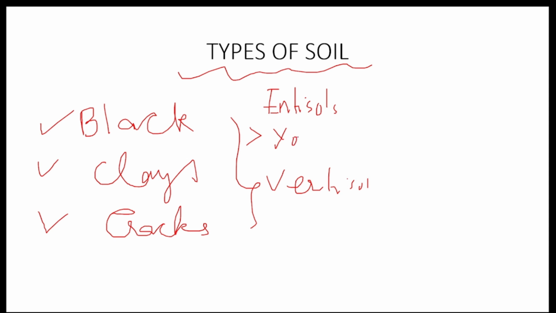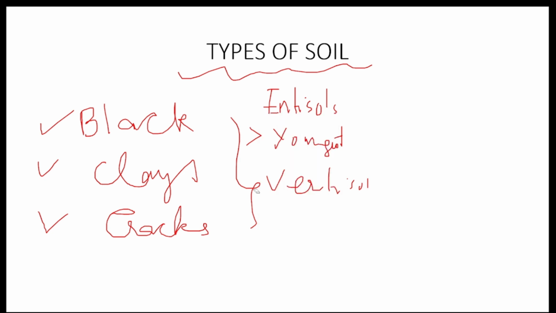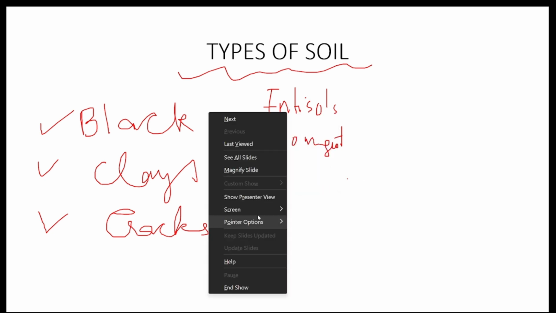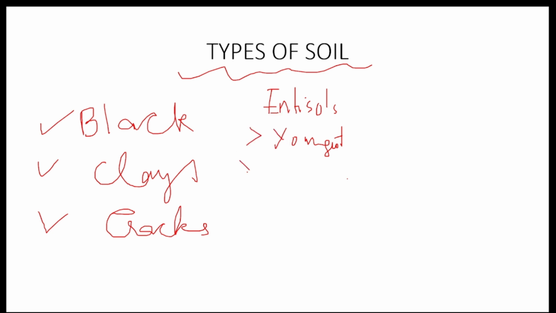Youngest, we will say, the youngest soil that does not have what? Layering. It does not have layering. Because it does not have layering, that means it is very young. Where do you find it? No layer, right? Actually I should have written this point above, sorry.